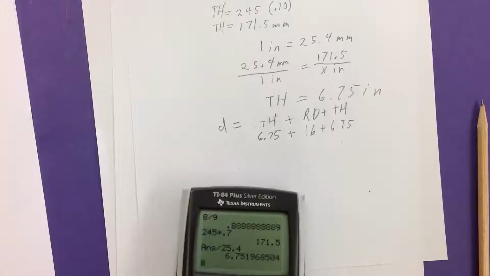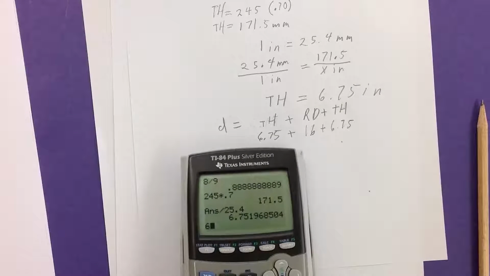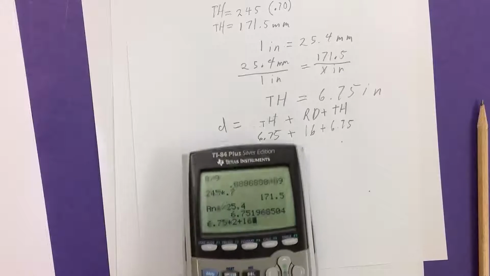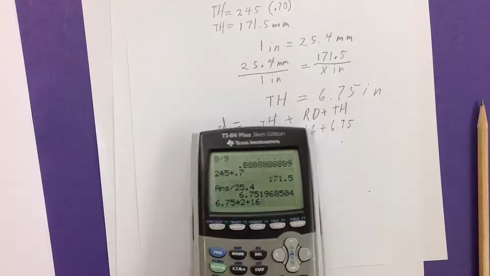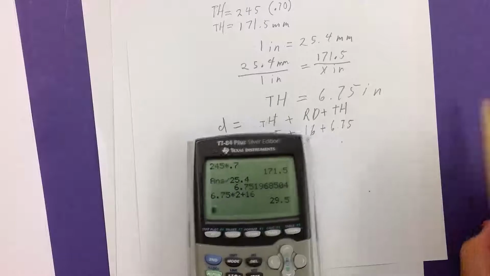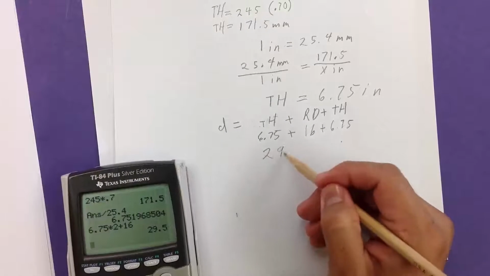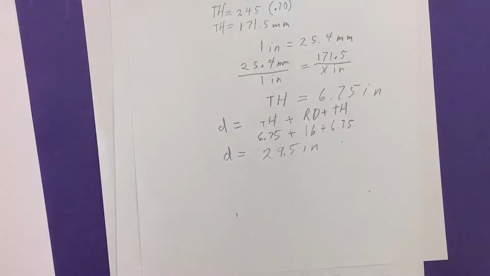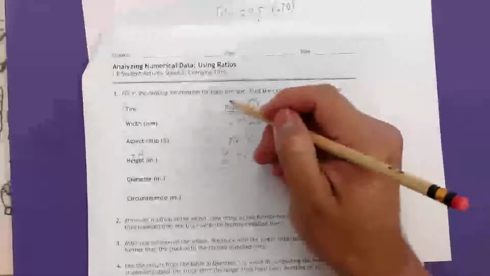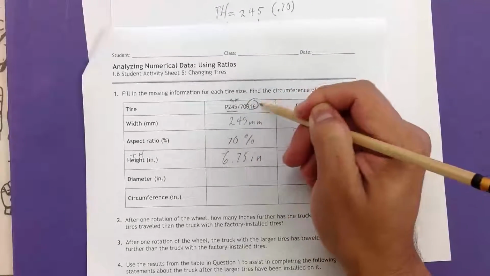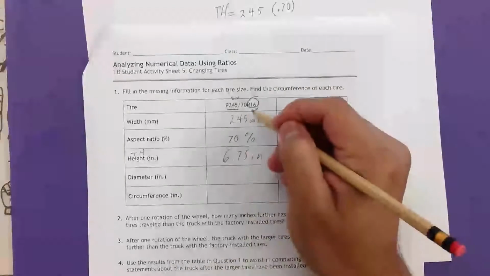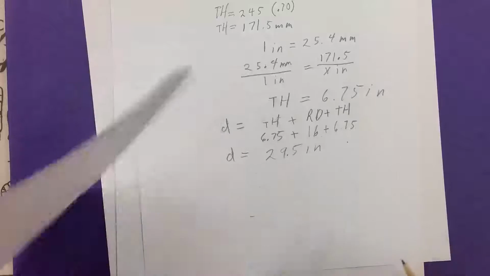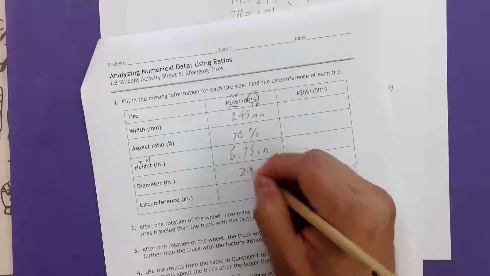I'm going to do that in my calculator. I might do this a little bit differently. 6.75 times 2, because there's 2 of them, plus 16. If you don't understand, then you have to go back to Algebra 1 and Algebra 2. Alright, so that's 29.5 inches, and that's my diameter. Now, this is what's really interesting. They give this in millimeters, but they give this in inches. Go figure. Alright. So my diameter is 29.5.